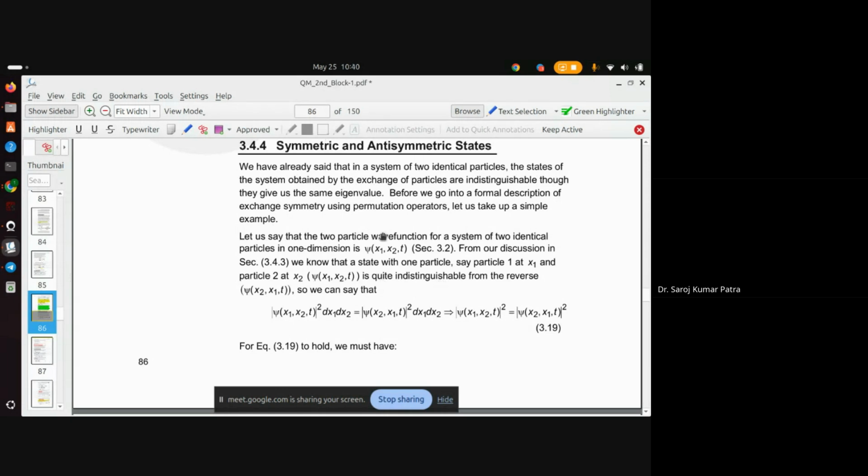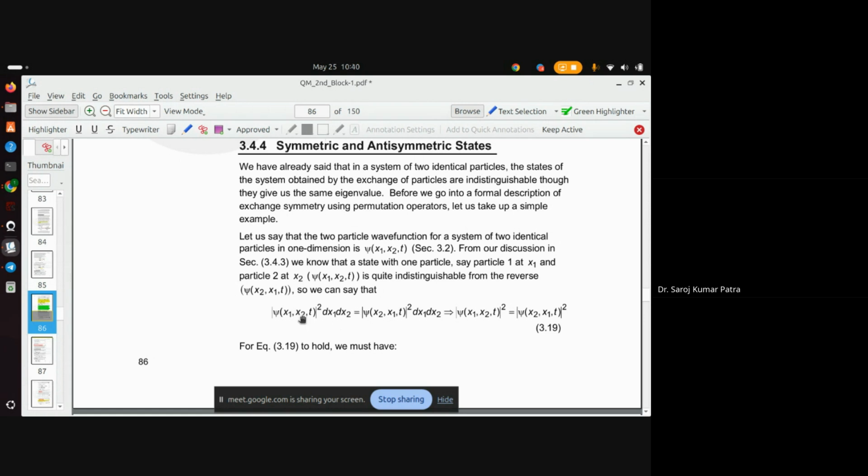अगर two identical indistinguishable particles है तो हम psi x1 x2 t लिख सकते हैं. psi x1 x2 t mod square dx1 dx2, ये क्या है? Probability of finding particle 1 at x1, particle 2 at x2. Yes, क्योंकि वो indistinguishable है, it is same as probability of finding the particle 1 at x2 and 2 at x1. So these two are quite same.